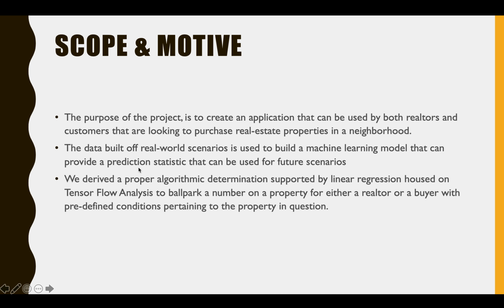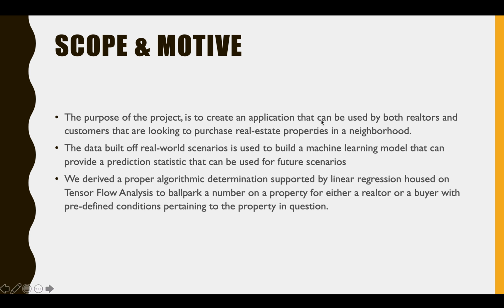So basically all of the data was in the past. All of the properties that were located on the map that you see, or the properties that were used to train this model, were real world scenarios. So building a model off it should be relatively accurate for future scenarios as well. And then what basically happened in Grad 695 is that we derived an algorithmic determination supported by linear regression, housed on TensorFlow analysis to kind of ballpark a number on a property for either a realtor or a buyer with predefined conditions pertaining to the property in question.